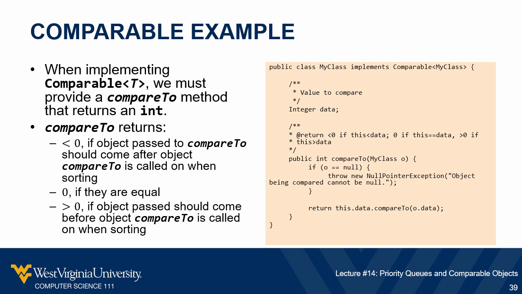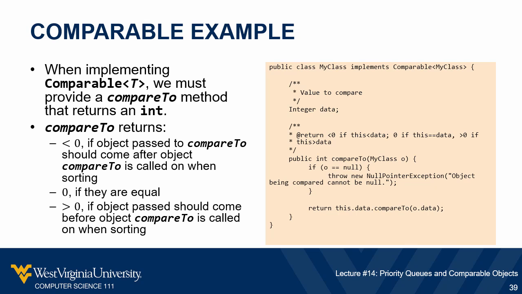So for example, if my current object is the number 5 and I pass an argument that's the number 7, compare to is going to return a negative value because 5 is less than 7. 5 should come first when we're sorting.